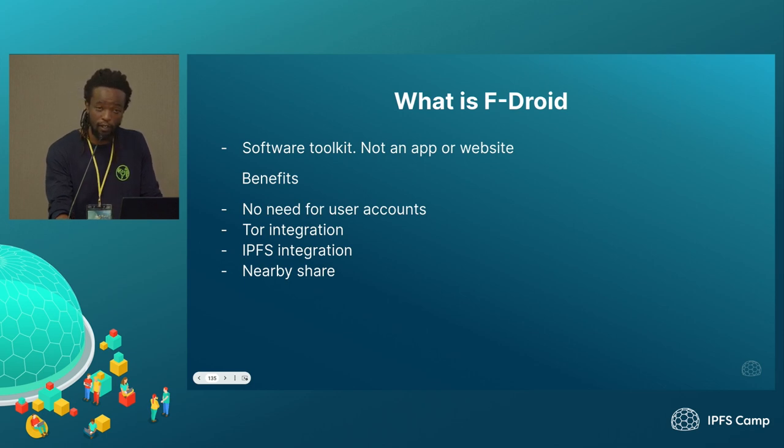So what are the benefits of F-Droid? It's an app store that you can use without any user account, so there's no need for you to be hindered by signups or sign-ins. In the event of internet blockages, there's Tor integration, which allows you to use the Tor network to access apps. And at the moment, we just finished IPFS integration. So if your main repository link has been throttled or blocked, you're able to download the apps from IPFS.